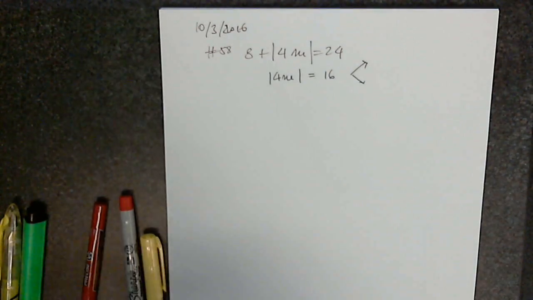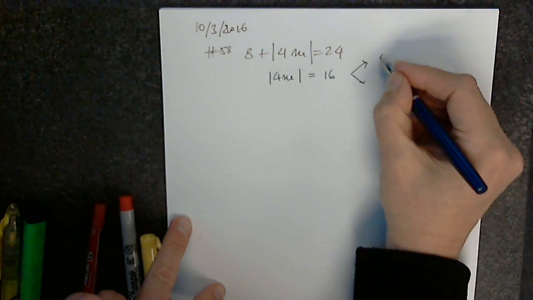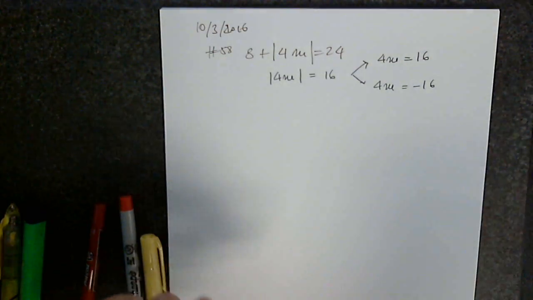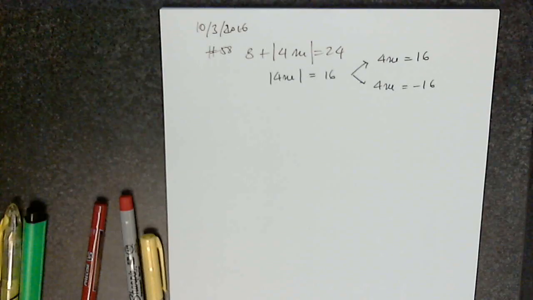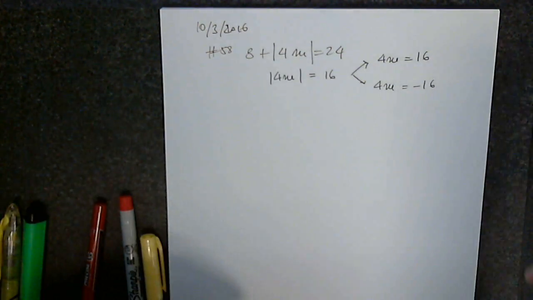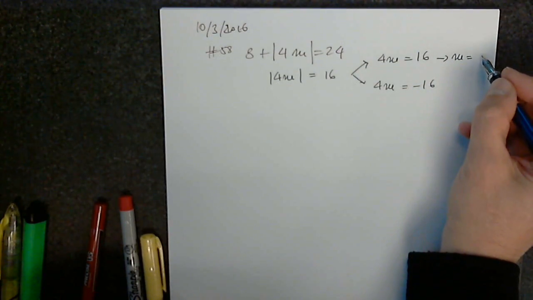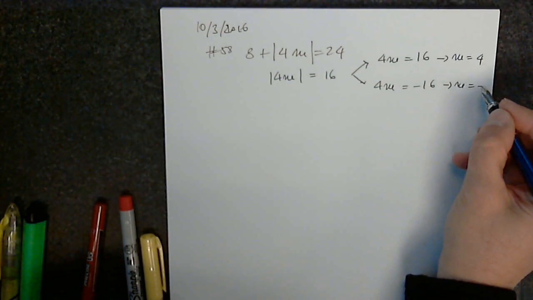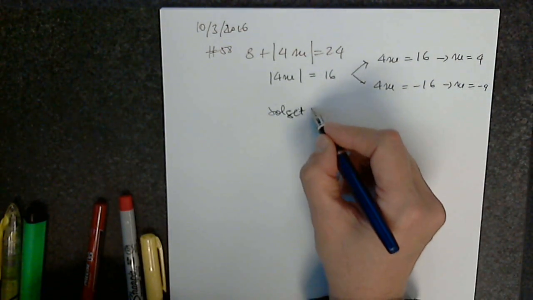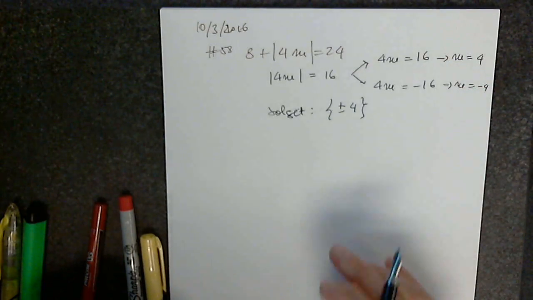At this point, I cannot do anything else but think in terms of 2 possibilities. So what are those possibilities? Very good. So there are 2 possibilities. Either the inside is 16 or the inside is negative 16. So from here, m equals 4, and from here, m equals negative 4. So the solution, if you want to write it as a solution set, I would write plus or minus 4 with braces.